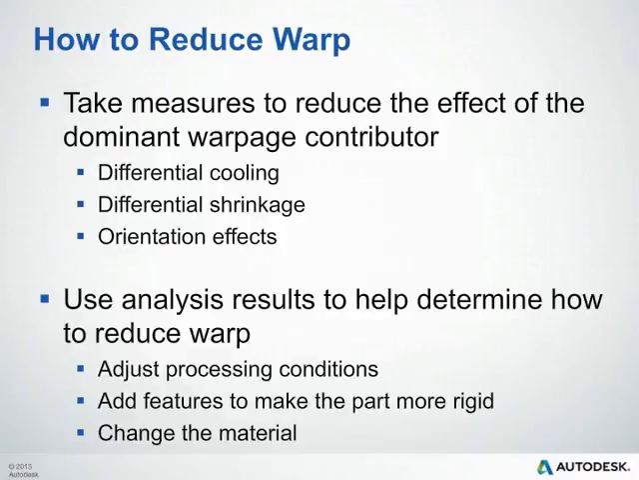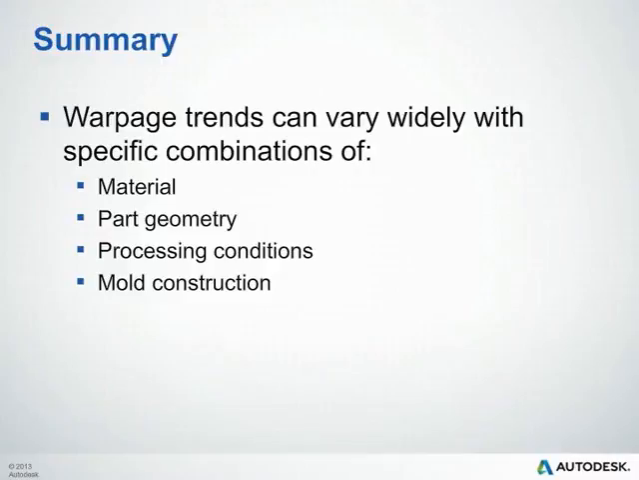So in summary, warpage trends can vary widely with specific combinations of your material, part geometry, processing conditions, and even mold construction. All of us can have different constraints in each one of these compartments, so there's not going to be one solution. That's why we can use the software and an iterative process to see what will work for us and our constraints.